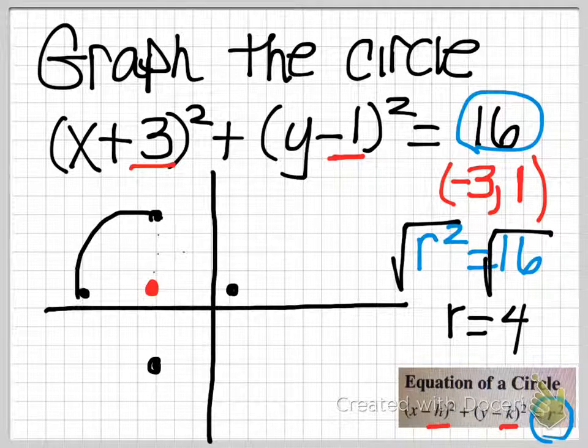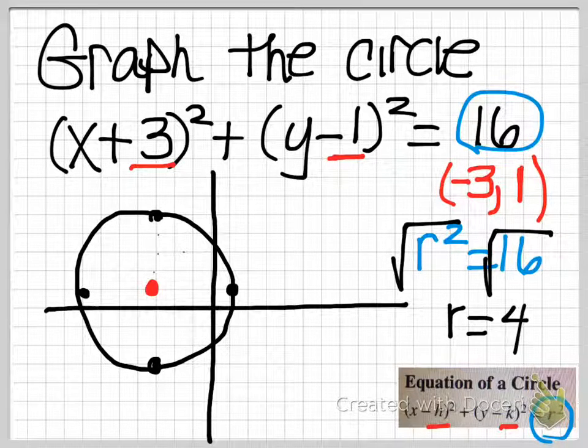And that would give you enough points to sketch the graph of this circle with the equation (x + 3) squared plus (y - 1) squared equals 16.